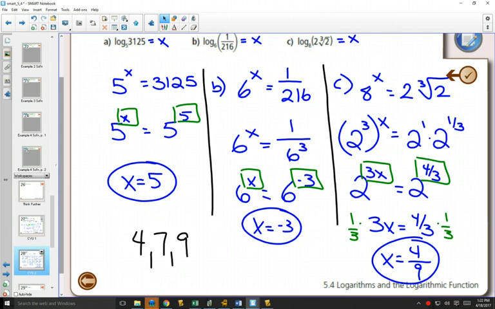So the questions you can do for this one are 4, 7, and 9.